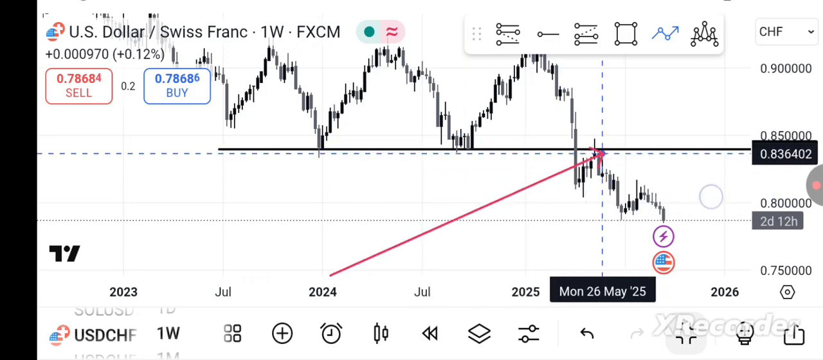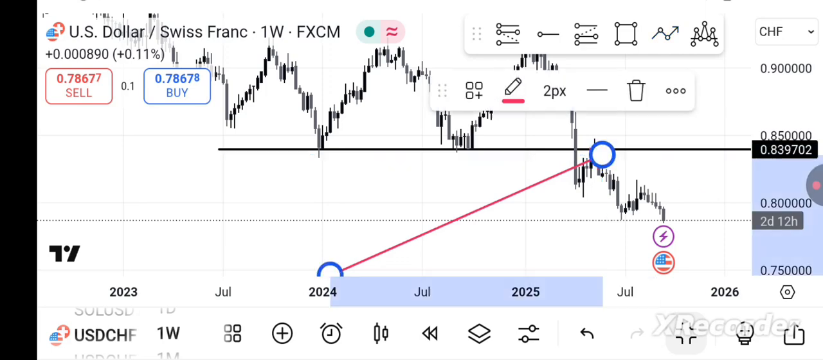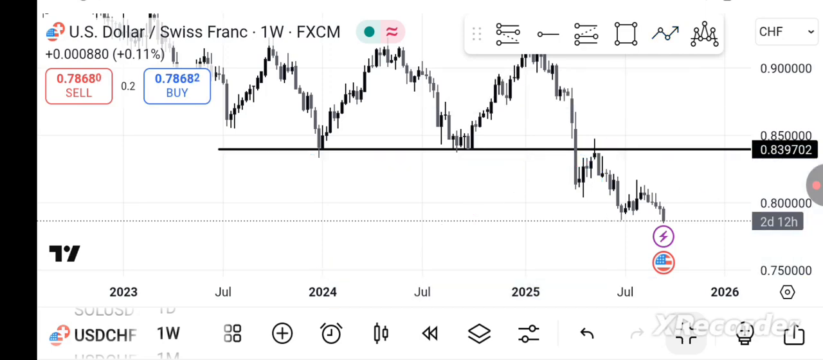Another tip to give you guys: if you want to mark either your support or your resistance level, make sure the price bounced on that level a minimum of 3 times. Can you see this level that I marked right now? The minimum is 3 times on the weekly time frame. You can also start from the daily. As a day trader, it's either daily or weekly.